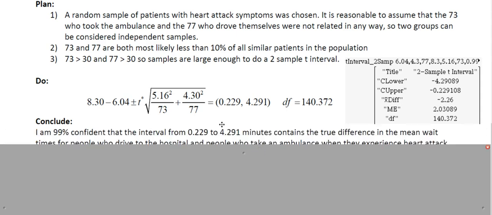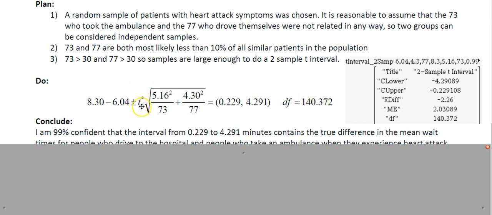Okay, so remember we have the statistic plus or minus the t-critical value times the standard error of the statistic, and then we make the confidence interval, and we also need to state our degrees of freedom.